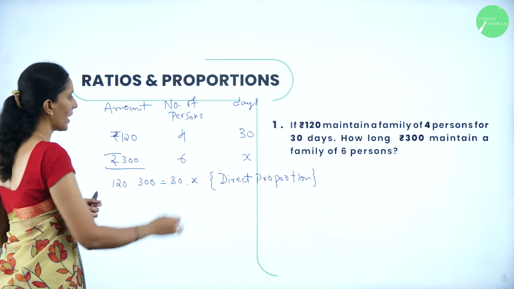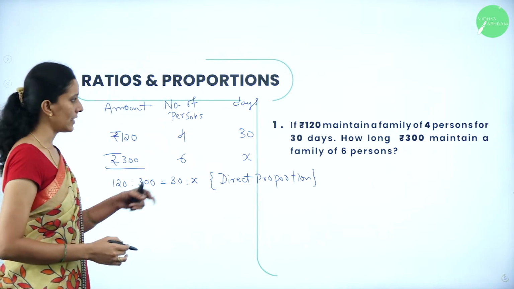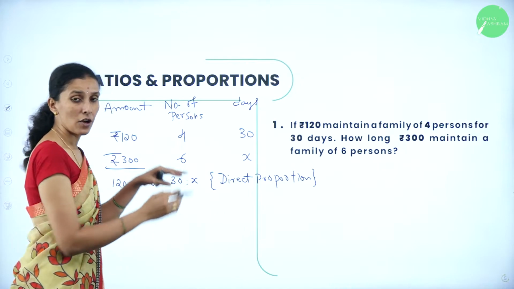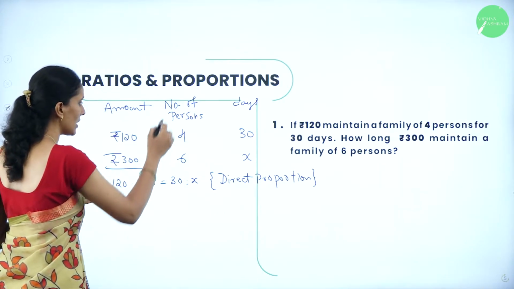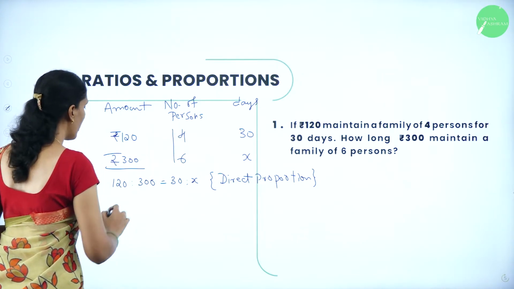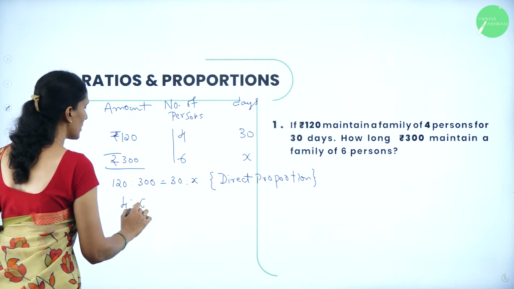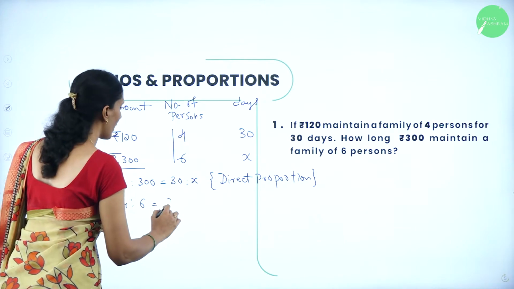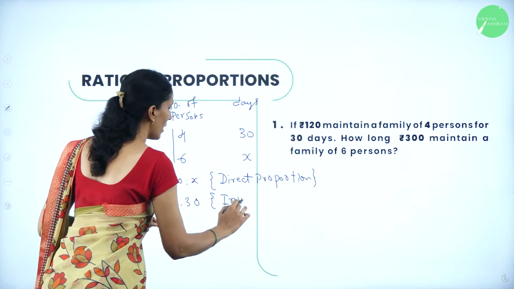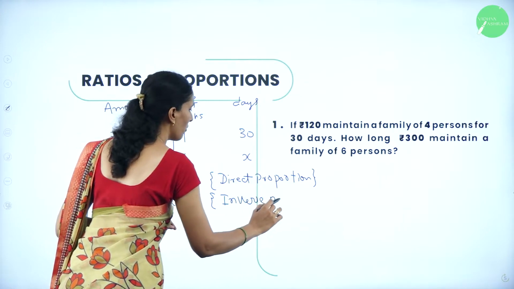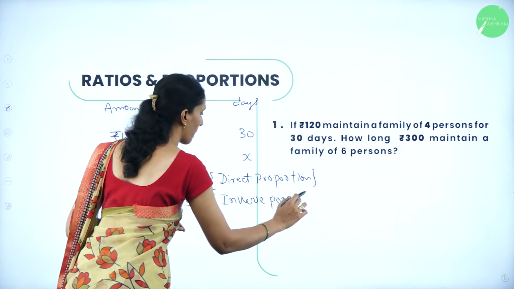And similarly, you can see as the number of persons increases, number of days decreases for the amount. So therefore, they vary inversely. So I'll write one in the ratio of 4 is to 6 and the other in the ratio of X is to 30 because they are inversely related. So therefore, I'll write this in the form of inverse proportion.